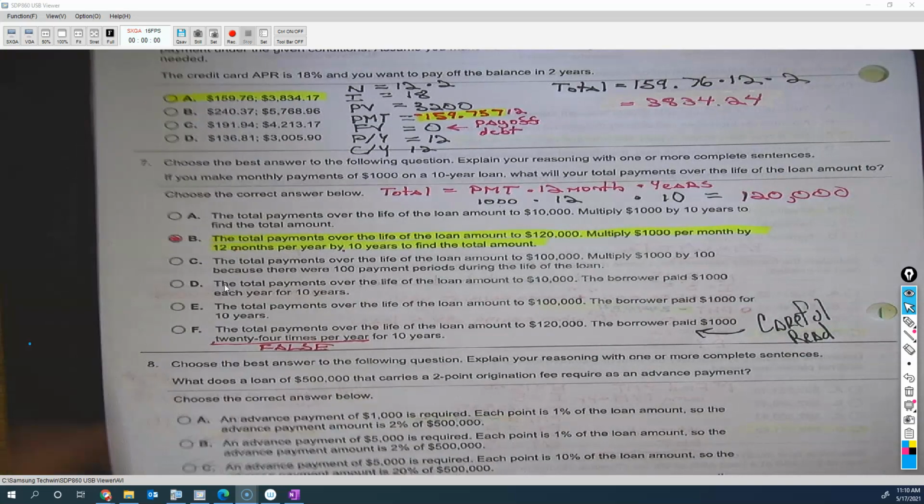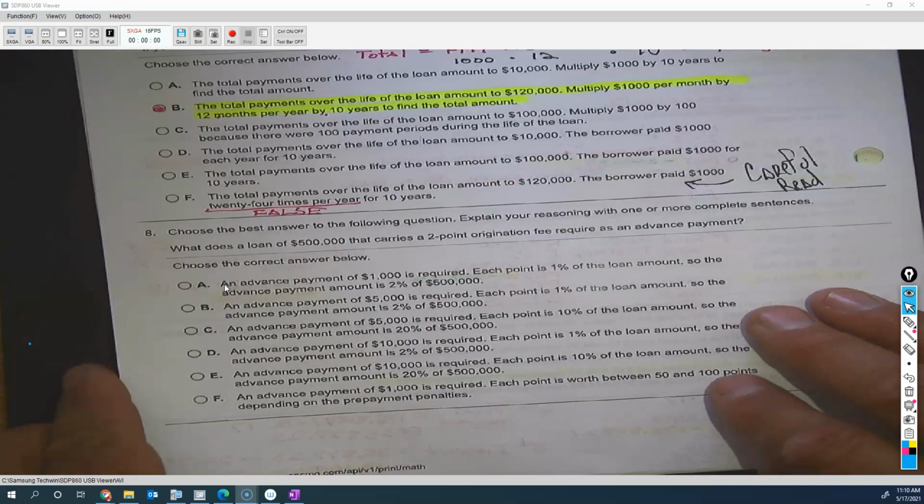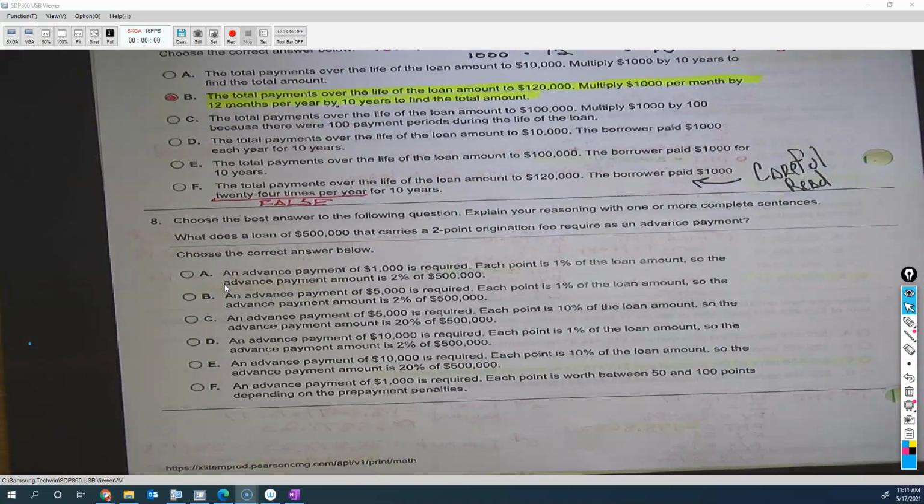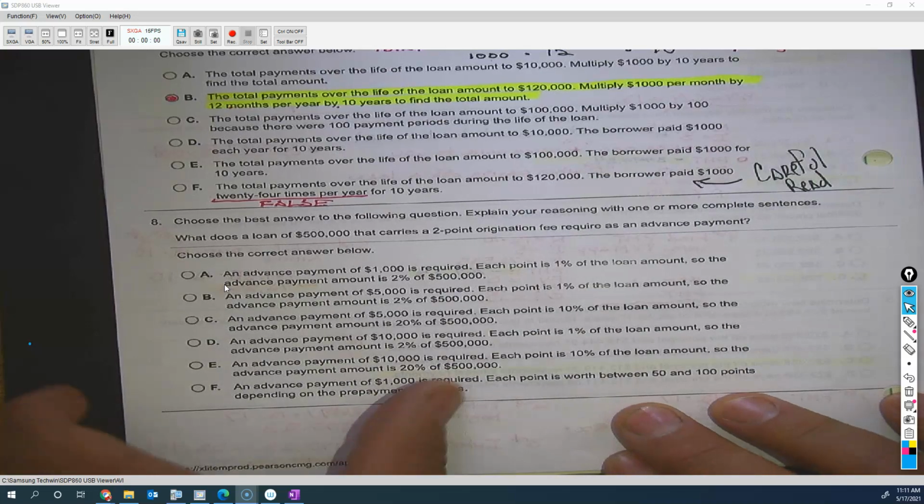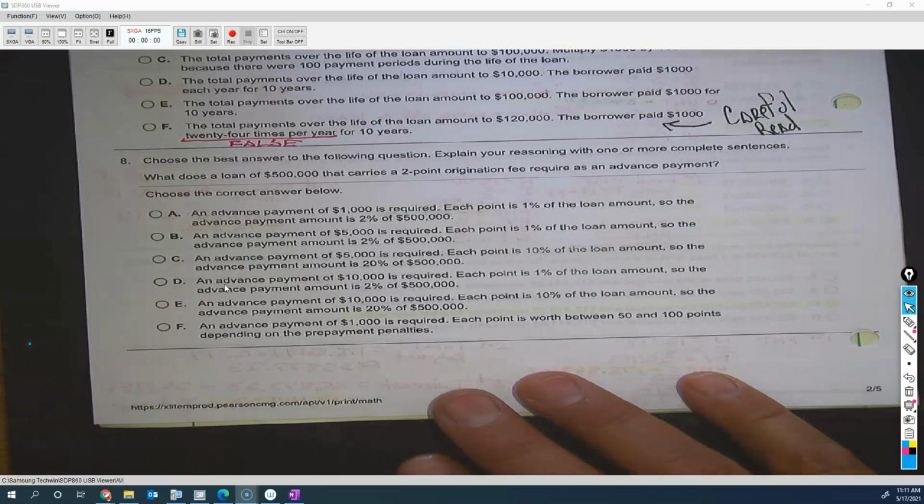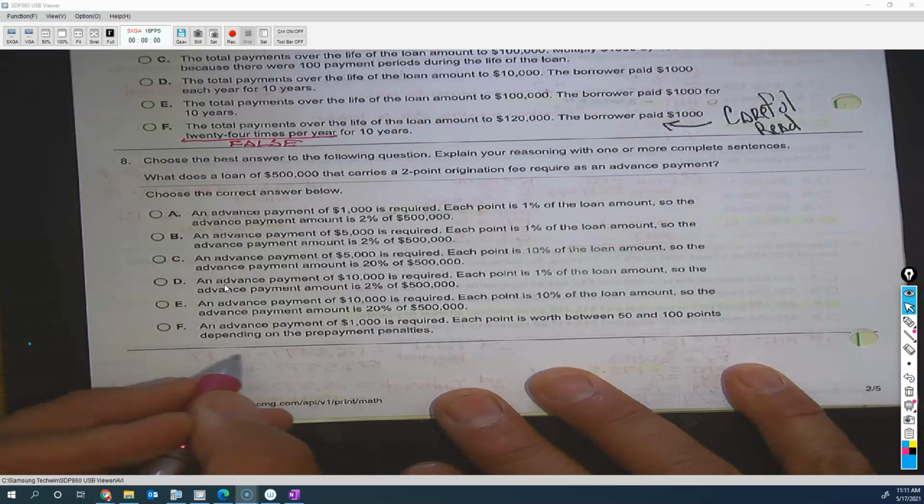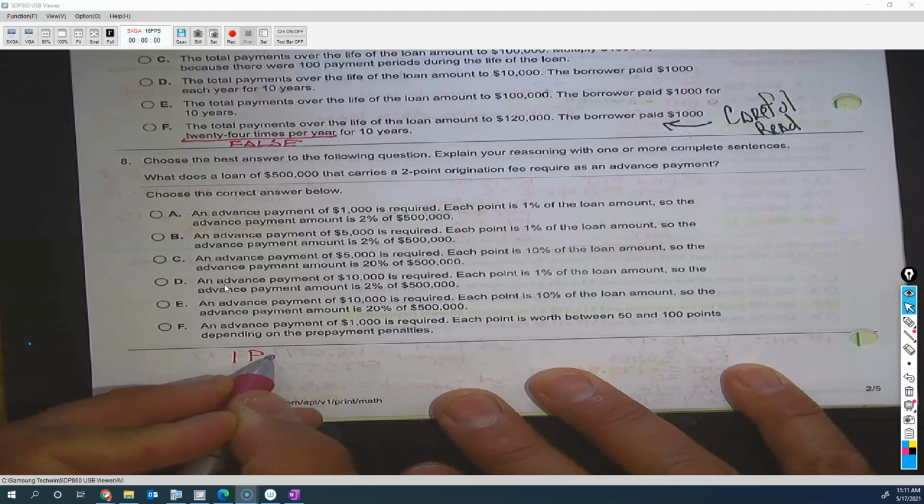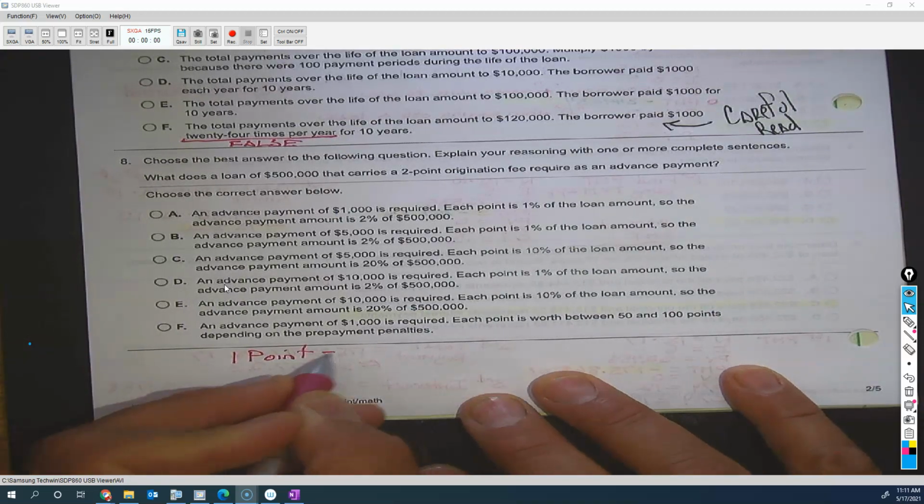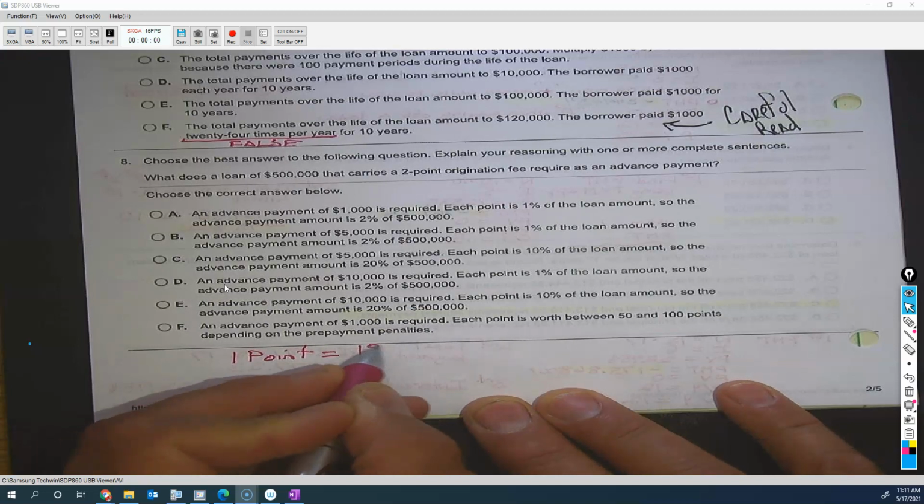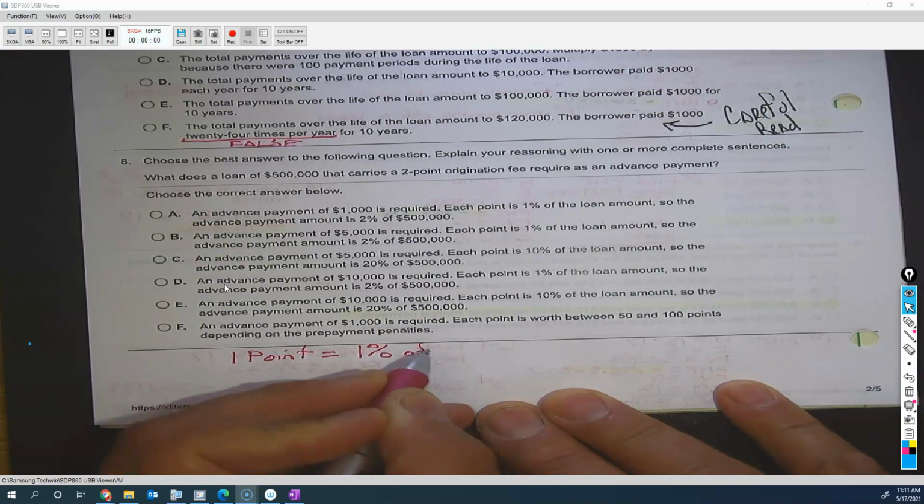Okay. All right, number 8. Choose the best answer of the following. Explain your reasoning with one or more complete answers. What does a loan of $500,000 that carries a 2-point origination fee require as an advance payment? All right, so to do a point, guys, write this down, 1 point equals 1% of the loan.